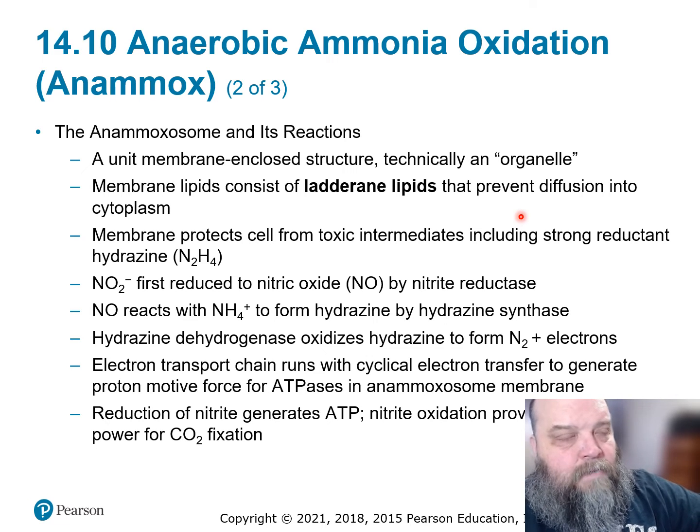Now, technically, if you look at the definition, these anammoxosomes are technically an organelle. It's a membrane-bound region that's housing certain things. Special lipids called ladderane lipids, because of their structure, like I said, prevent diffusion. And here are those reactions I just went over. Why do we want a membrane that prevents diffusion? Well, because certain of those intermediates are toxic. Hydrazine is toxic. You want to keep that in the anammoxosome so it doesn't leak out into the cytoplasm, interfering with other metabolic activities.